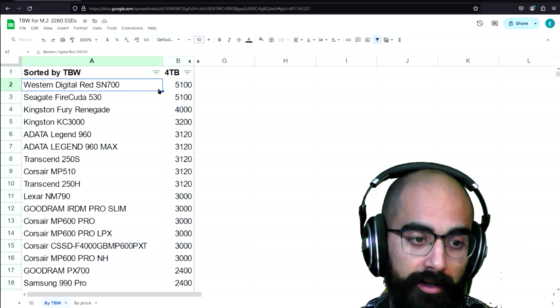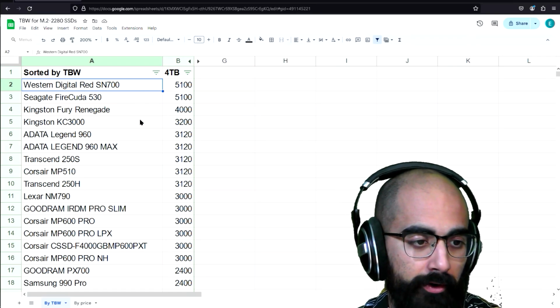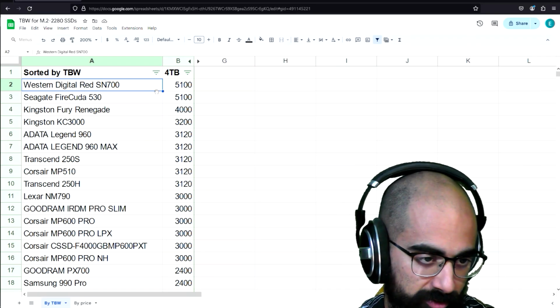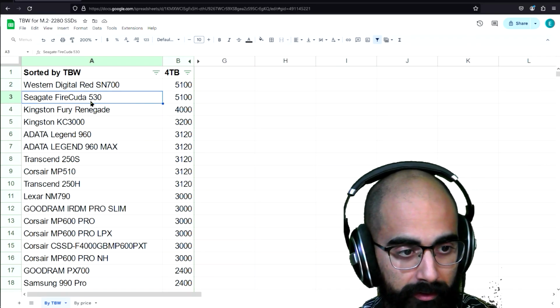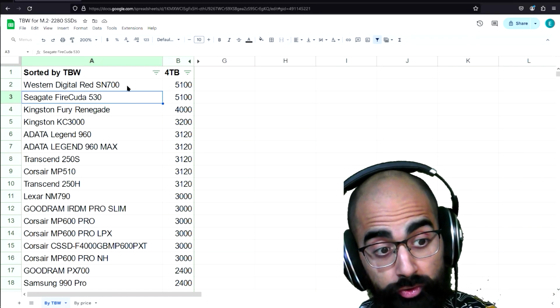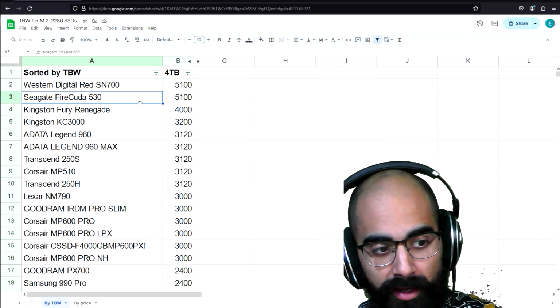But of course, there's a compromise to be made, because this is a little bit slower than other options. So if you care about speed more than durability, then there are some concessions you have to make there. For example, here, the 530 has the same durability, but it's also really fast. But then again, this is way more expensive. So you have to balance it out.